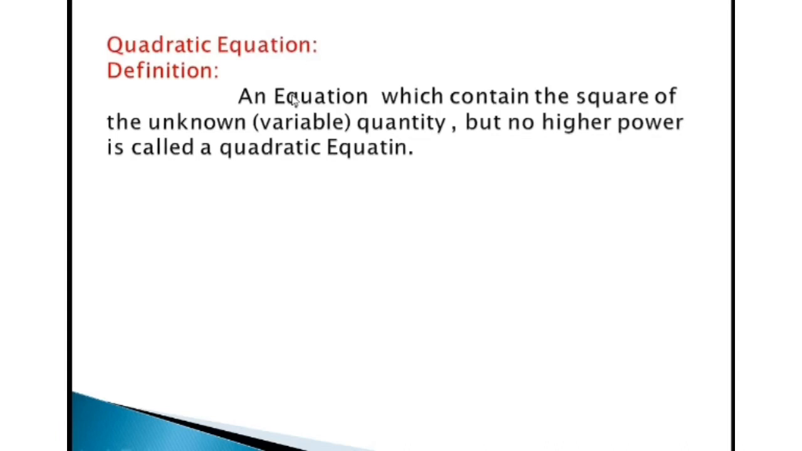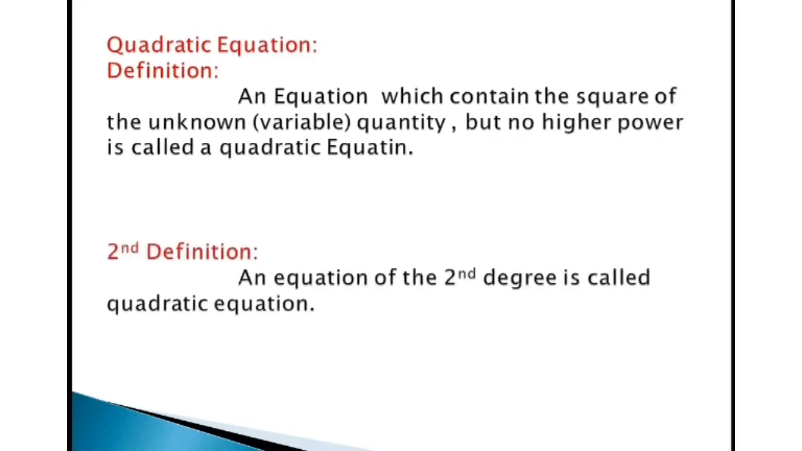involves unknown variables like x, y, z. If these unknown variables have square but no higher power, it is called quadratic equation. It means the power must be 2, and the power is not 1 or higher. It must be 2, then it is called quadratic equation, and when we take its example then its definition will be clear. Its second definition is: an equation of the second degree is called quadratic equation.